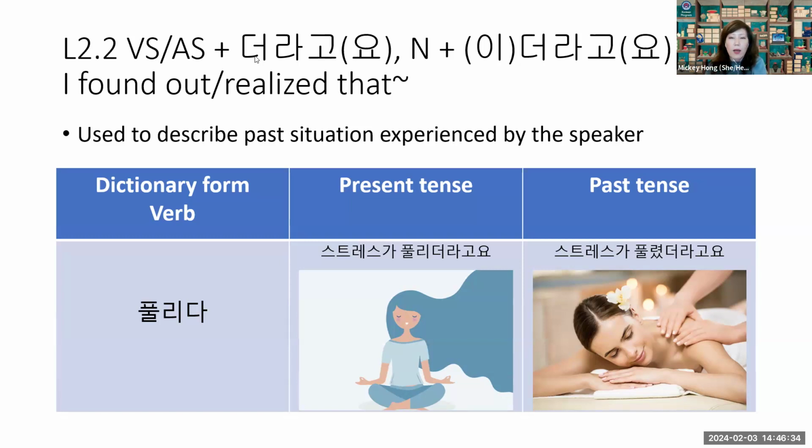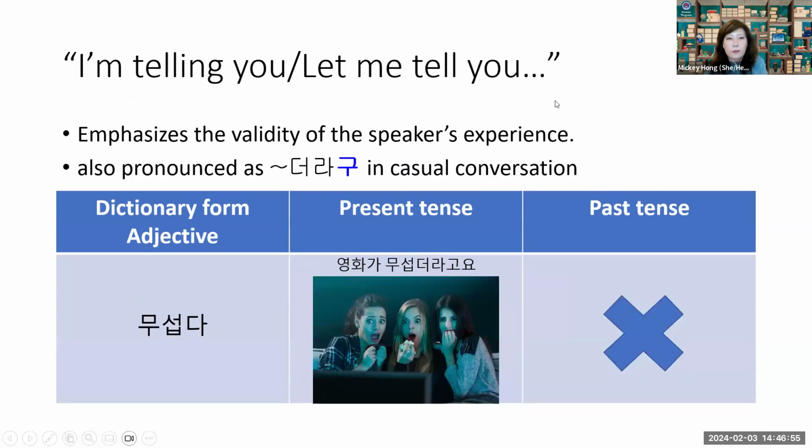Okay, present tense, telling you the stress was relieved. 스트레스가 풀렸더라고요. 풀리더라고요 is present. The stress is leaving. It's relieving stress right now. And 스트레스가 풀렸더라고요, it became relieved. For a past adjective, don't worry. To tell somebody it was this way or that way, you say 영화가 무섭더라고요.